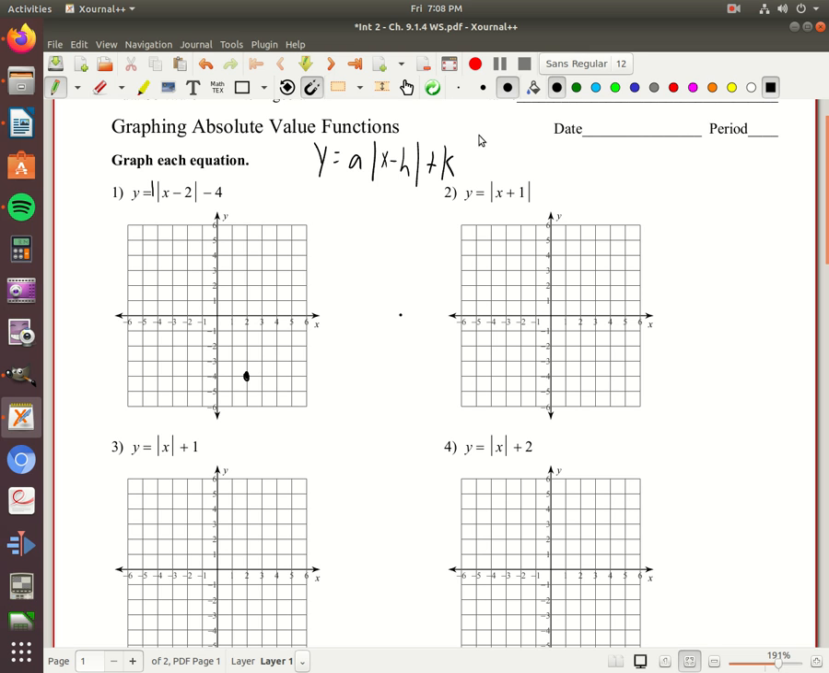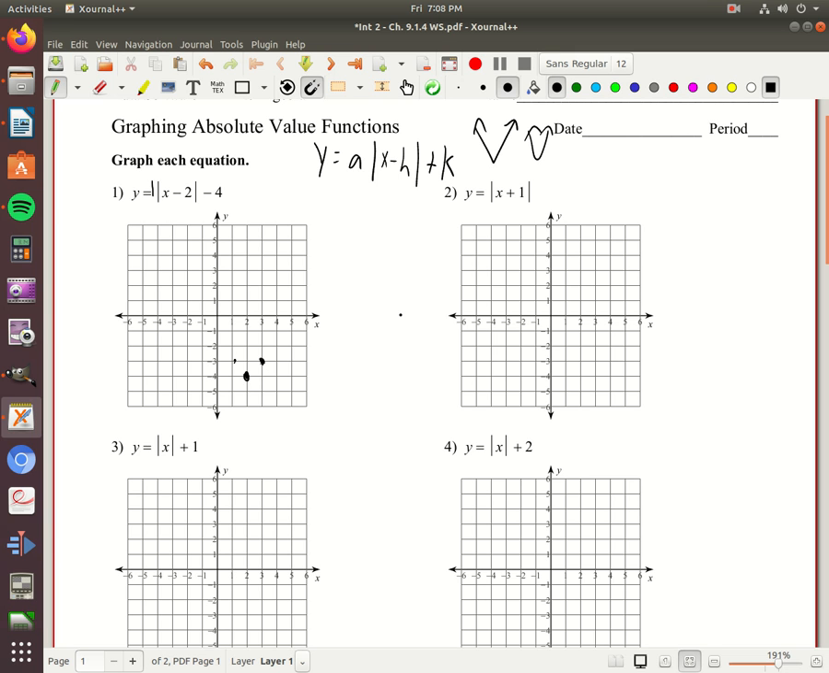I also know that I'm going to get the V shape as opposed to the parabolic shape that I do in a quadratic. So the U shape for a parabola, but a V shape for an absolute value. At this point, my A is 1, so that means it's going to open up 1 and go over 1.